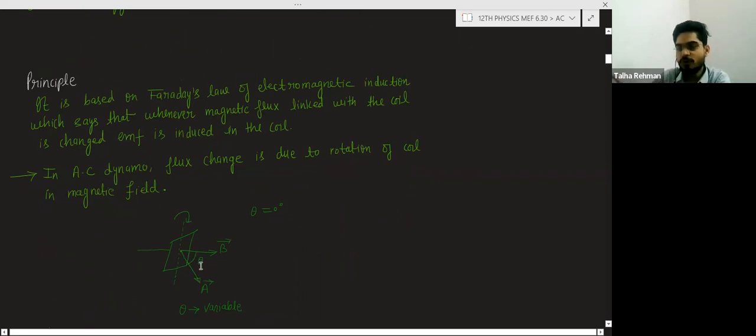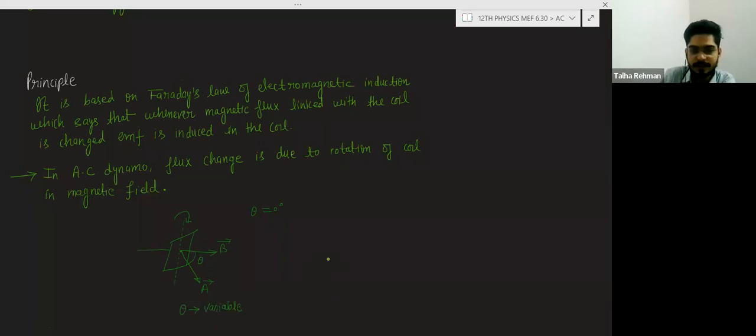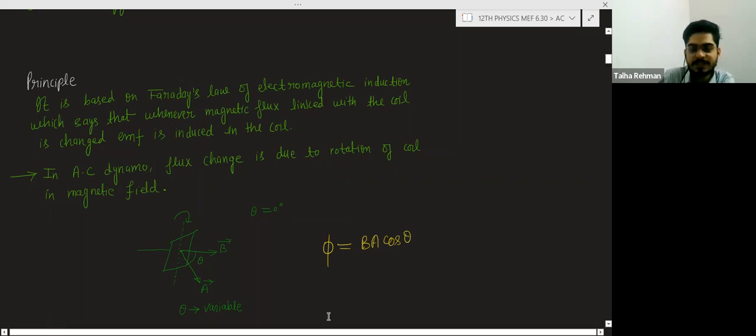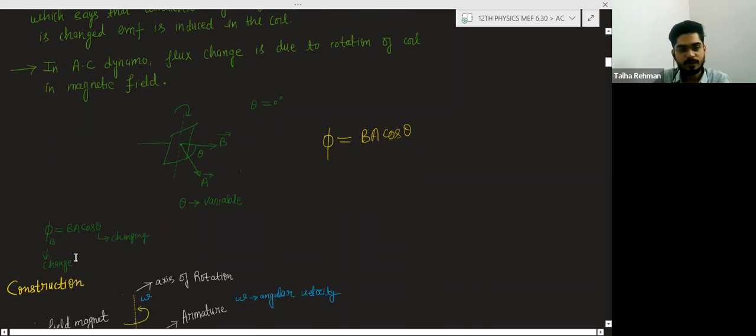When the coil rotates, the area vector changes direction, so this theta is changing. Here your theta is variable. Due to the change in theta, there will be a change in the magnetic flux. What is magnetic flux? BA cos theta. Theta is changing, which means cos theta is changing, which means phi is changing. And whenever there is a change in phi, there will be an induced EMF in the coil.